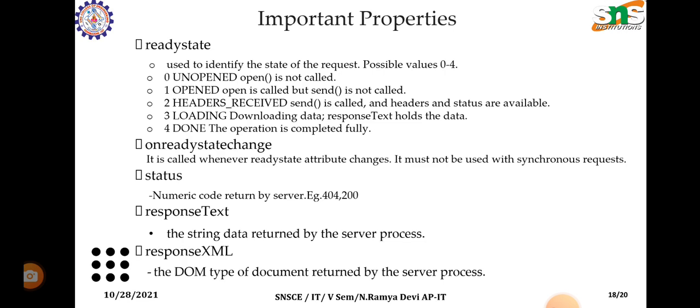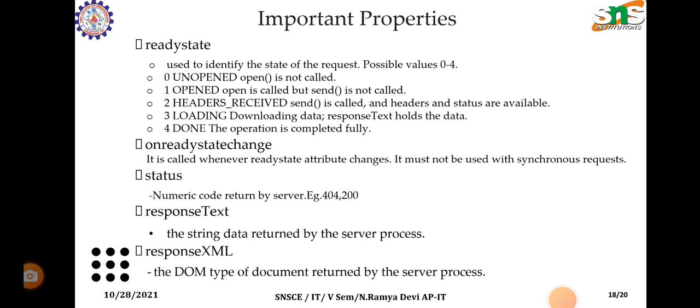And there are the important properties like readyState, onreadystatechange, status, responseText, and responseXML. The readyState has values like 0 for unopened, open is not called, 1 for opened, 2 for headers received, 3 for loading, like downloading data, responseText holds the data, and 4 for done. The operation is completely, fully done.